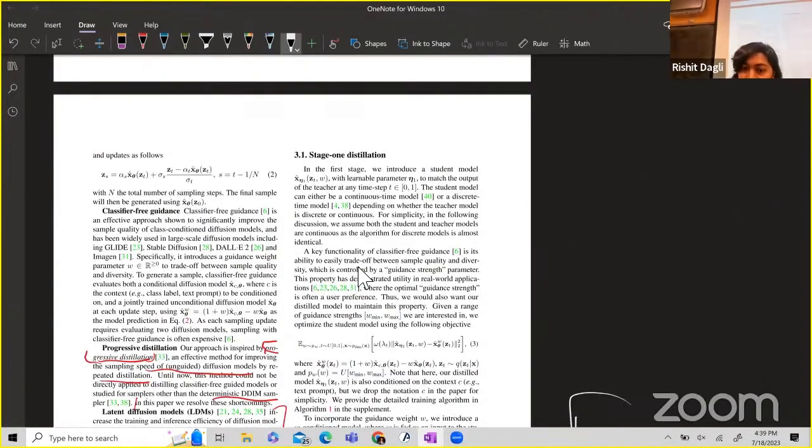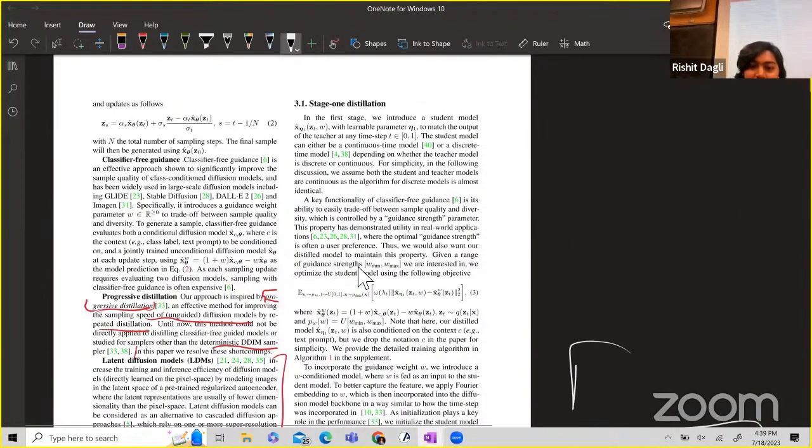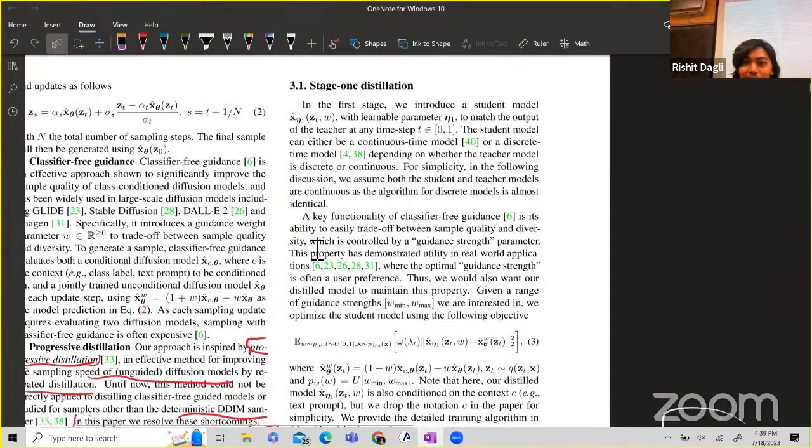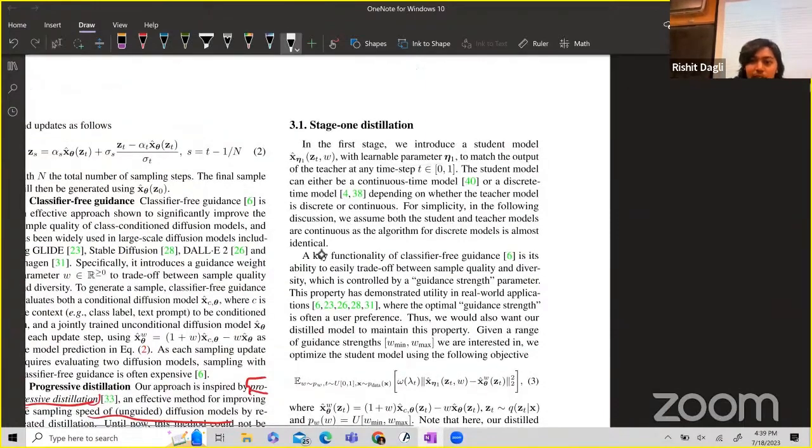Then they have this whole thing about stage one distillation and stage two distillation. Maybe we can go over that. I don't want to read all of it, but they have this learnable parameter eta 1. We introduce a student model x eta 1. If you want to draw a parallel to standard diffusion models, it's x theta hat, and that is your denoising part. For the student model, they say it's x theta 1 hat, and they have this learnable parameter eta 1.